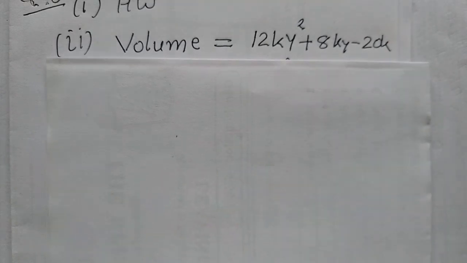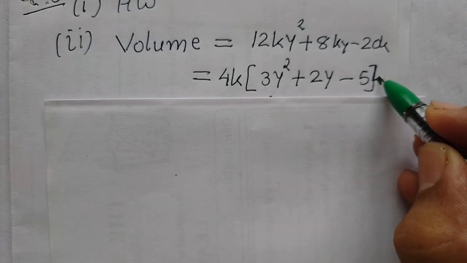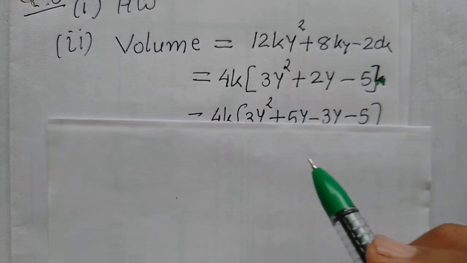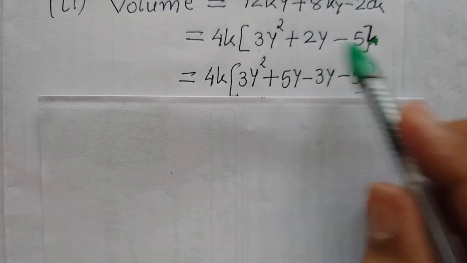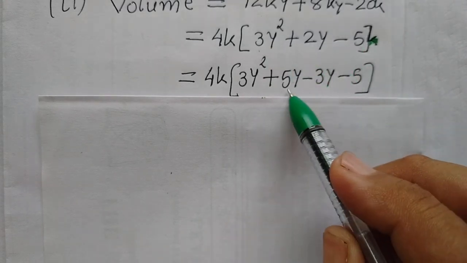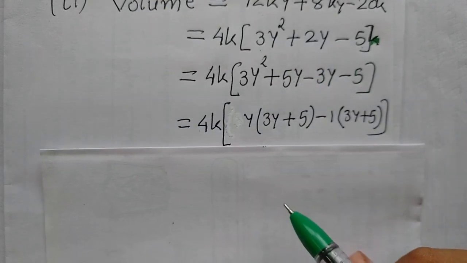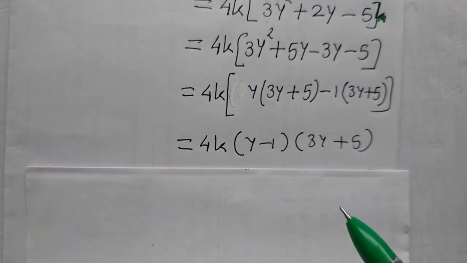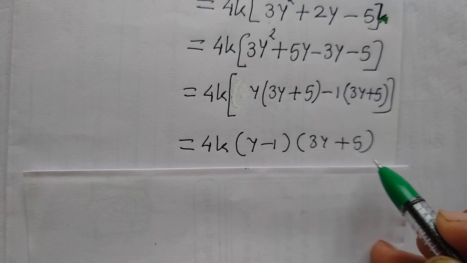Now take something common. 4k is common, that you can see. So here 3y square plus 2y minus 5. Now take 4k common. 3y square plus 5y, 3 into 5, so plus 5 minus 3. 3 into 5 is 15. So 5 and 3 will give you this, children. Now children, this part is very easy, that you can understand. Take y common, 3y plus 5. And these are the 4k, y minus 1 and 3y plus 5.